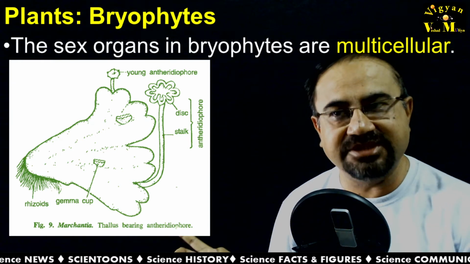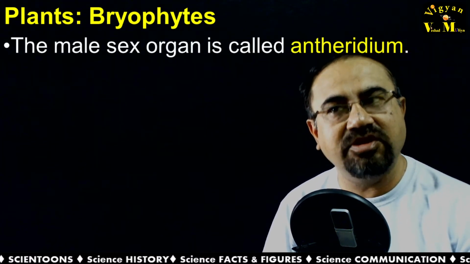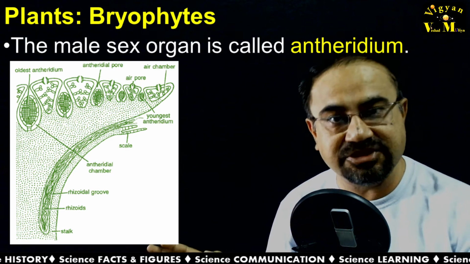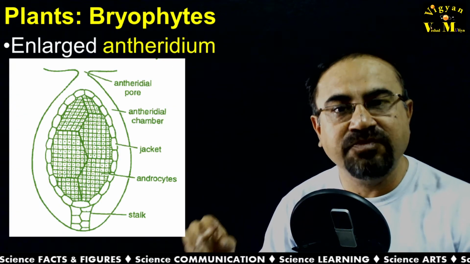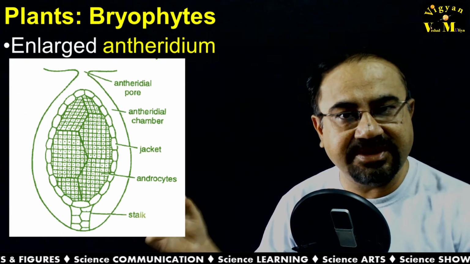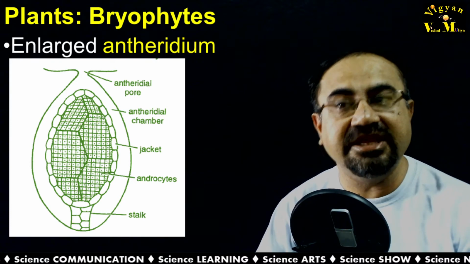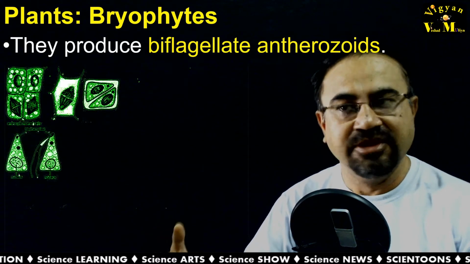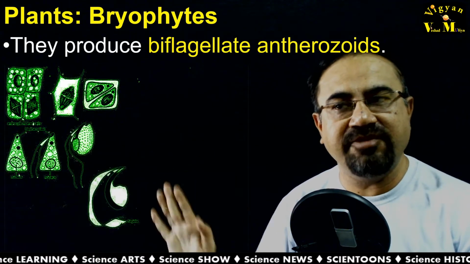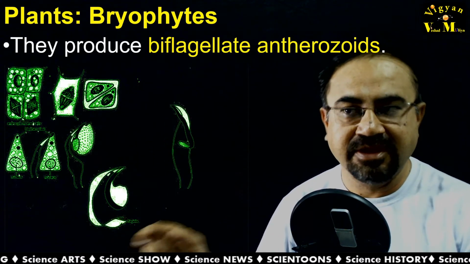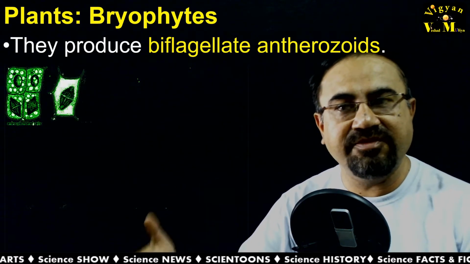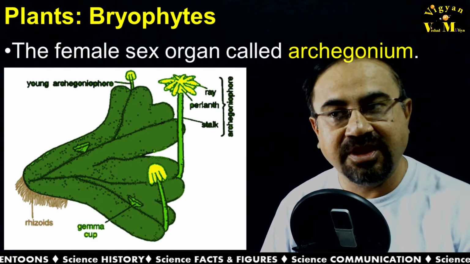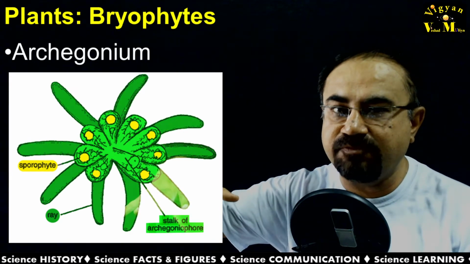Here it is multicellular, and the male sex organ is called antheridium. Here you can see the longitudinal section of the antheridial branch, and in that branch we can see the enlarged antheridial cavity, and inside the cavity there is the antheridium. This antheridium produces biflagellate antherozoids. One can see here in animation how the biflagellate antherozoids develop, and these antherozoids have flagella, so they are motile.